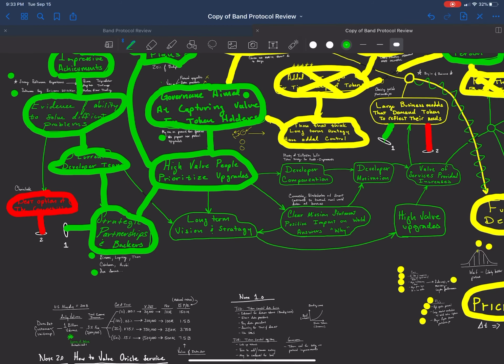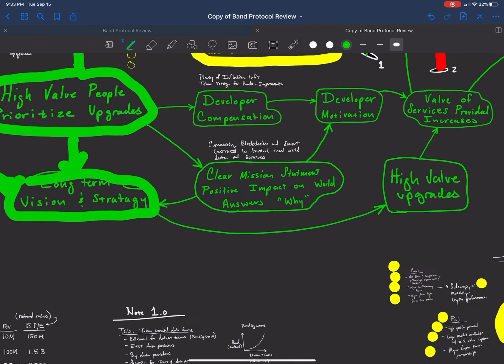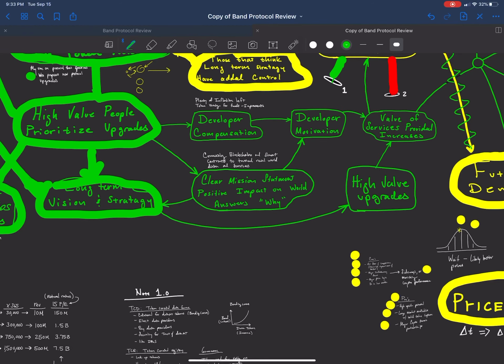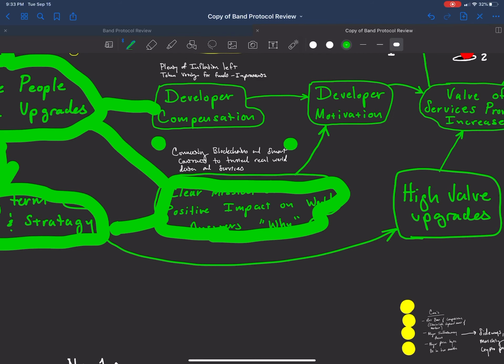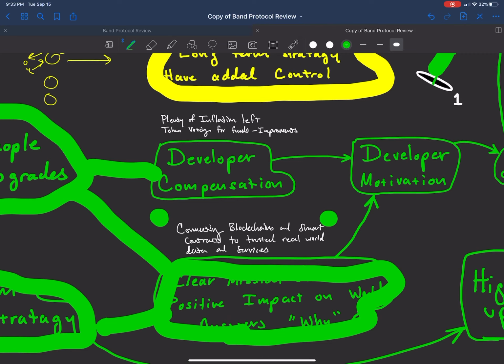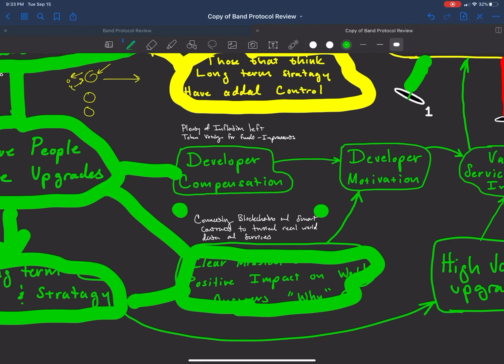So current developer team is good, so it leads to long-term vision and strategy. Governance also contributes to that, long-term vision and strategy. They have a great mission statement: connecting blockchains and smart contracts to trusted real-world data and services. Hey, that's what an oracle is. So they're going to be an oracle as long as that's what their mission statement says.